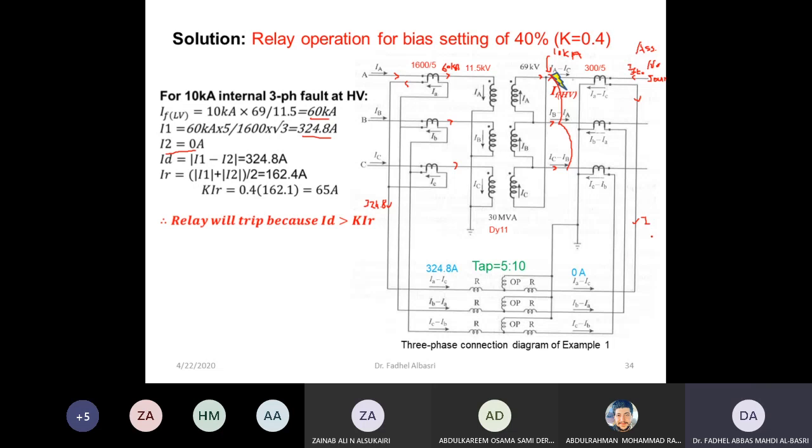I2 equals 0. As a result, the differential current will be I1 minus I2, which is this current. And I restrain is the average of the two, which is this plus 0 over 2, which is half of it. Now if I calculate K times IR as this, I'll get 65. Now, is ID greater than K times IR? Yes. As a result, the relay will trip. And this is the correct action because the fault is between the two CTs, which is within the protected zone.